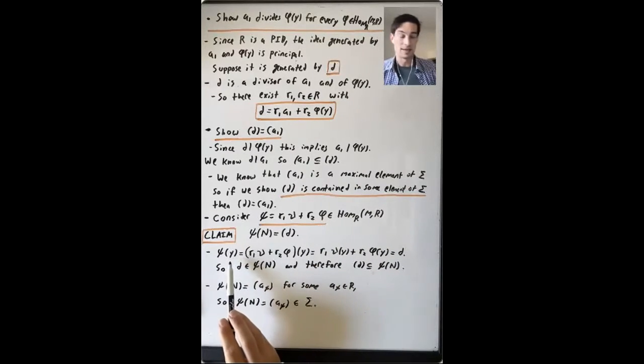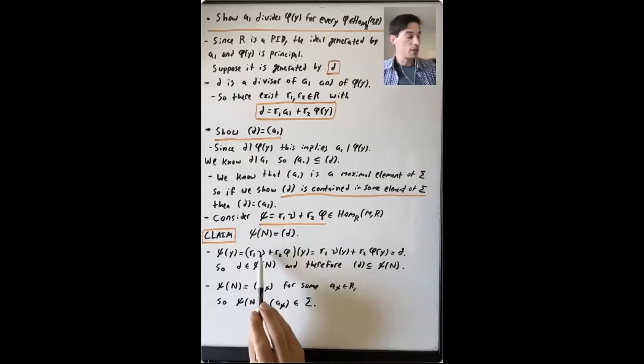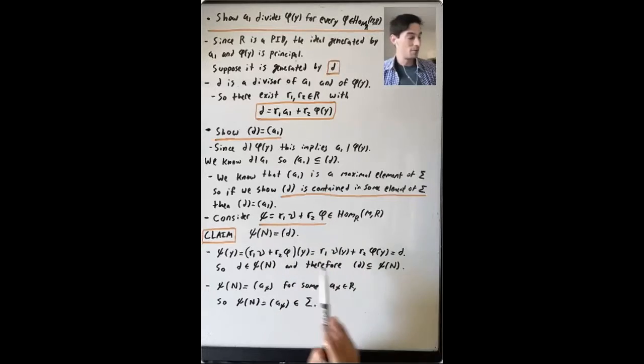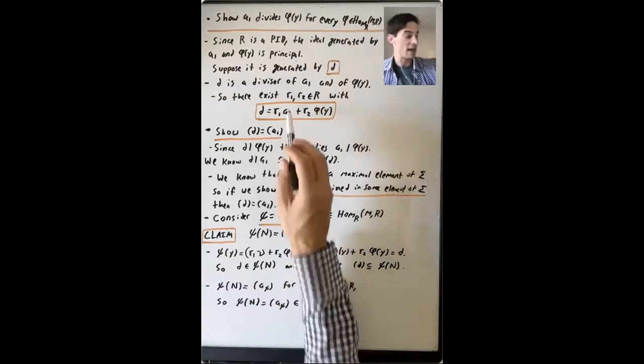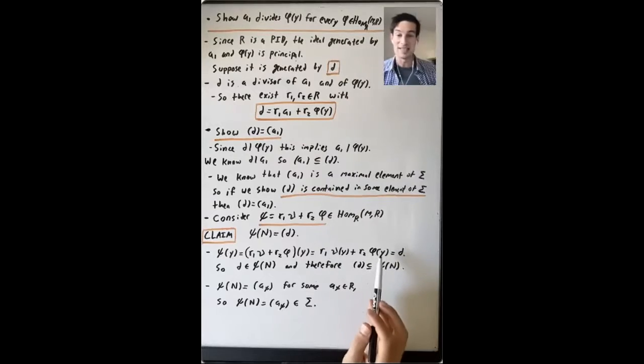What is psi of y? It is R1 nu plus R2 phi of y, which, this is an R module homomorphism. This is R1 of nu of y plus R2 of phi of y. And what is that? That is D, because nu of y is A1. So that is exactly D.